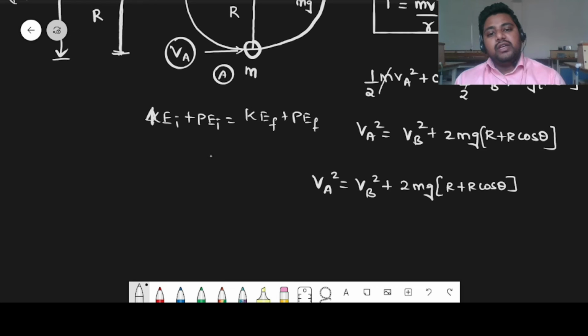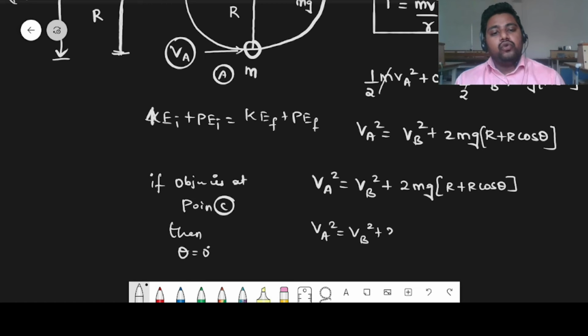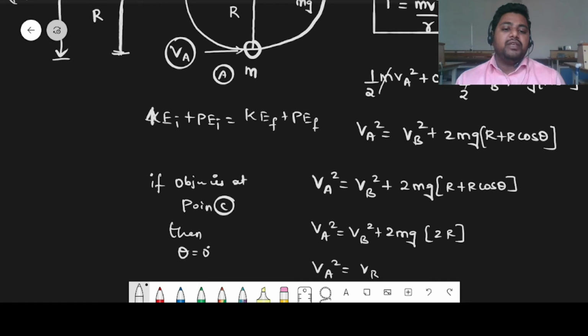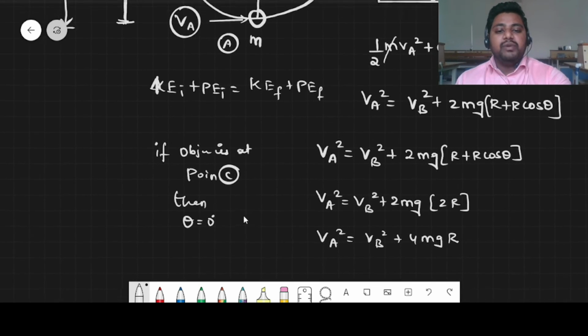If the object is at point C, then theta is going to be 0 degrees. Then you can write va square is equal to vb square plus 2mg into r plus r, which is 2r. So we can write this as va square is equal to vb square plus 4mgr. Now we have to understand what is vb square.